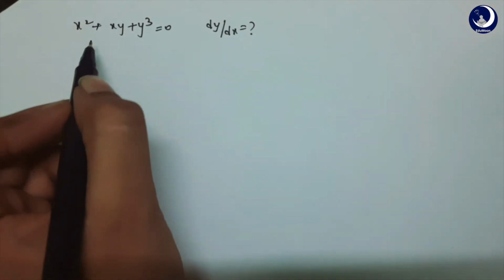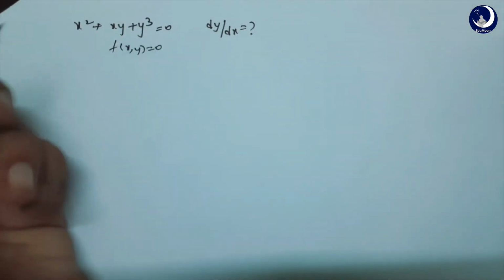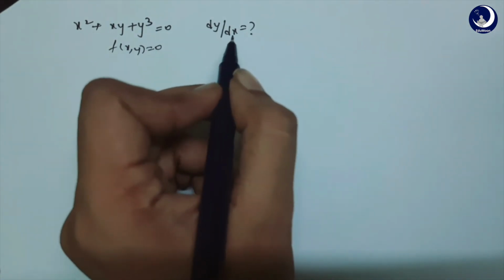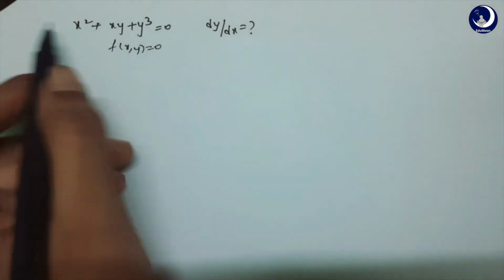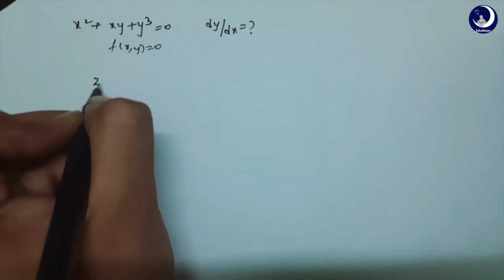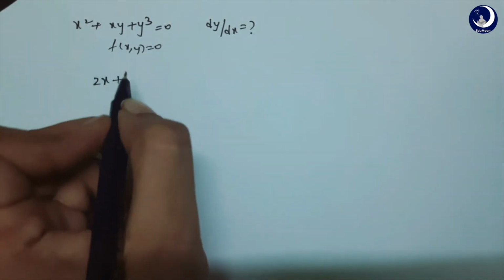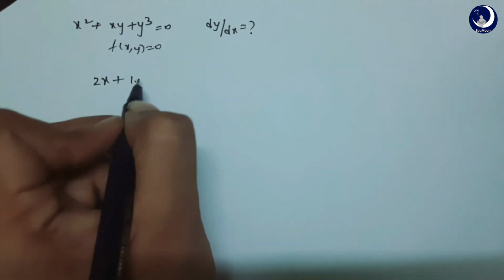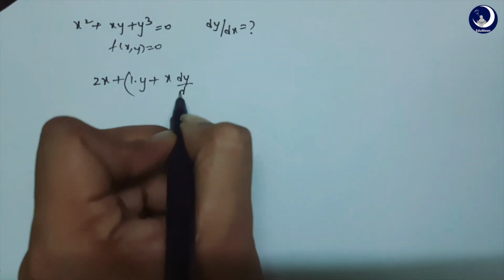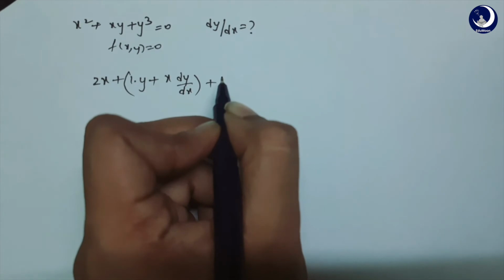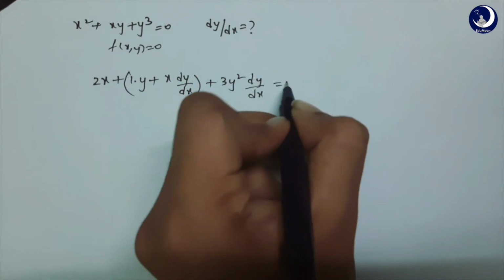So this is our question. Now this does look like an implicit function, right? So this is f of x comma y equals some constant 0, and they asked us dy by dx. We can do this in two ways. One is by directly differentiating this whole equation with respect to x. That would be 2x if you differentiate this with respect to x. Now xy, you can differentiate using product rule. So let's differentiate x. That would be 1 times y plus, now you're differentiating y, so that would be x into dy by dx, plus y cube. If you differentiate it with respect to x, we get 3y square dy by dx, that equals 0.